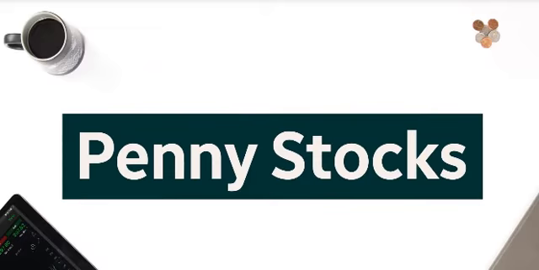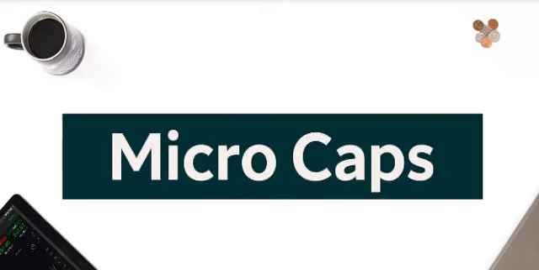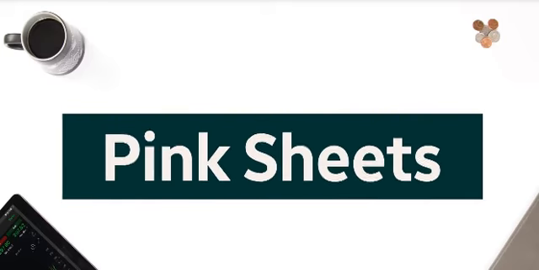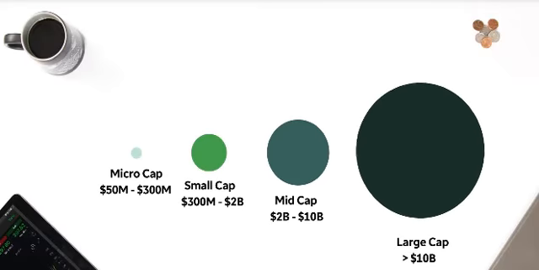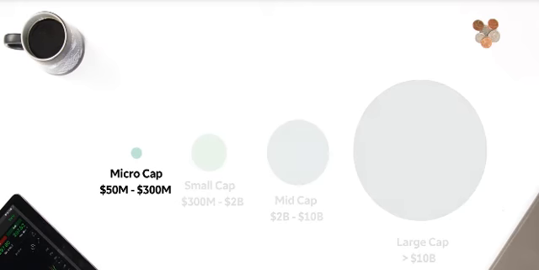When trading penny stocks and other speculative securities, it's important to understand some technical terms. Penny stocks is often used interchangeably with microcaps, OTC stocks, pink sheets, and gray sheets, but the securities industry uses each term in distinct ways. A microcap stock is generally considered any stock with a market cap of $50 million to $300 million. However, not all microcaps are penny stocks.